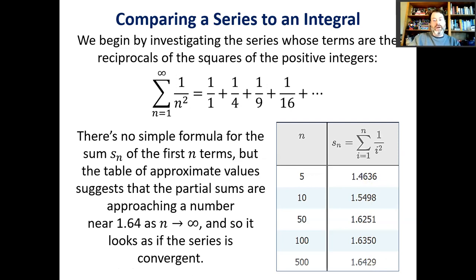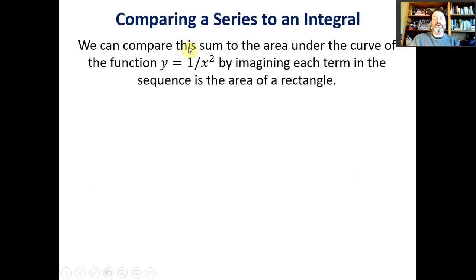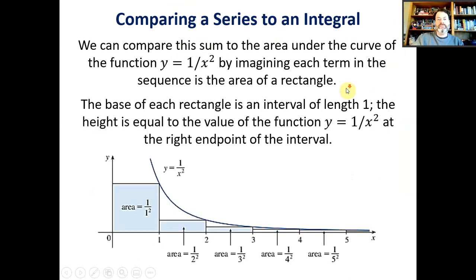But that's not good enough, right? We don't know at this stage whether a sum converges or not, so we're going to need to prove whether it converges or not. What we're going to do is compare our sum on the previous slide to the area under the curve of the function 1 over x squared. We're just going to imagine each term in the sequence is the area of a rectangle. So look here, every term is the area of a rectangle. Remember, the sequence is the individual numbers. The sum is called the series.